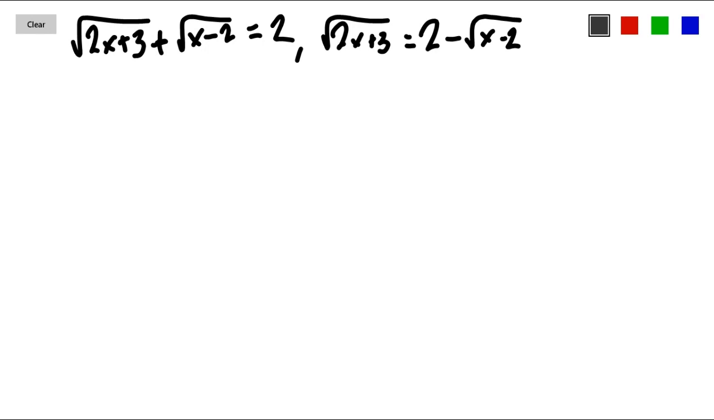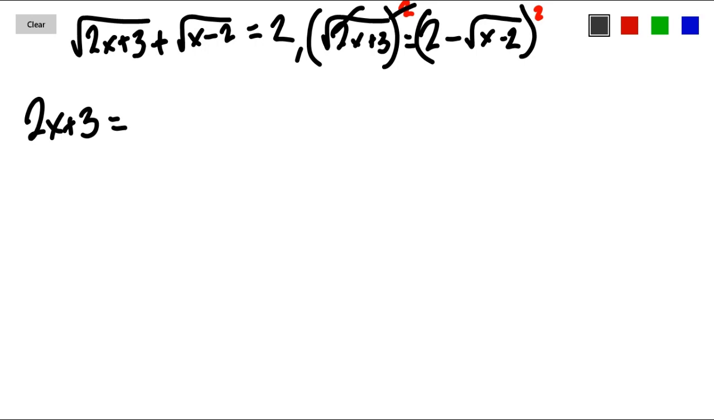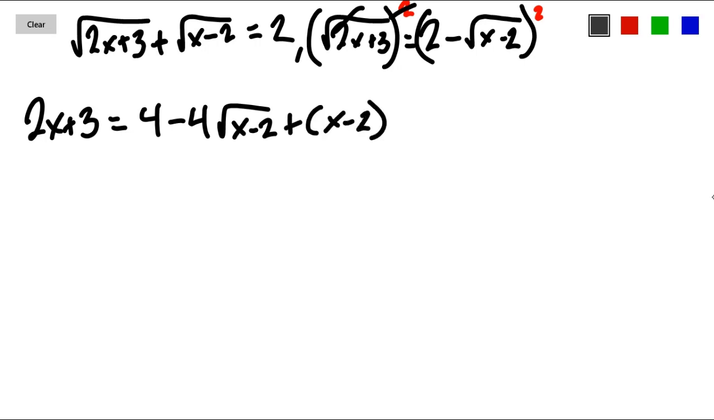And then, because I have one of the roots isolated, I can raise both sides to the second power, just like that. And then when I do that, the root and the power cancel, and I'm left with 2x plus 3 on the left hand side of the equation. And on the right hand side, I have binomial expansion. So this is 4 minus 4 times the square root of x minus 2 plus x minus 2, because the square root of x minus 2 squared is just x minus 2.